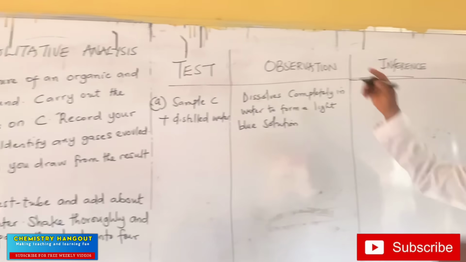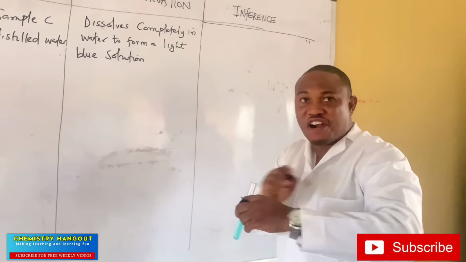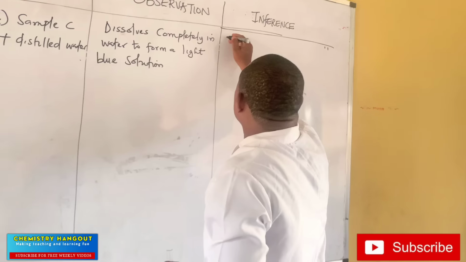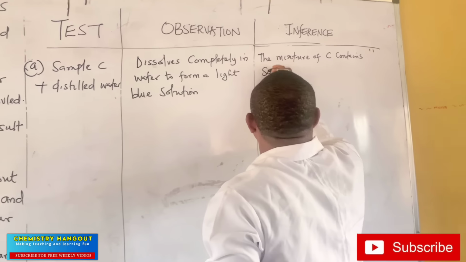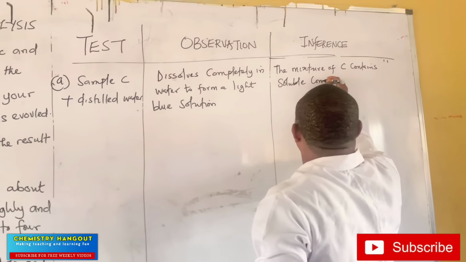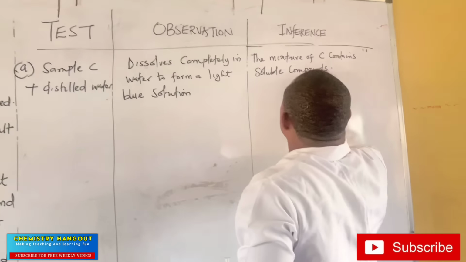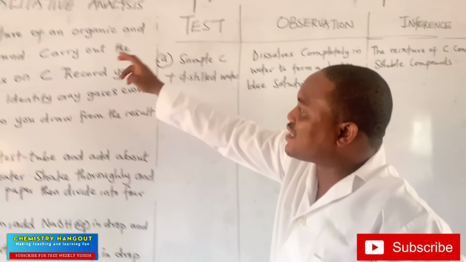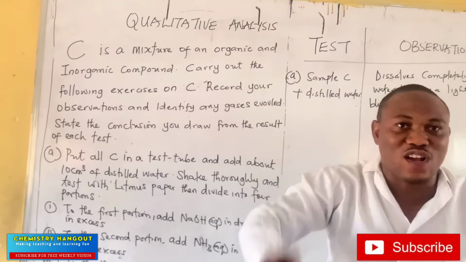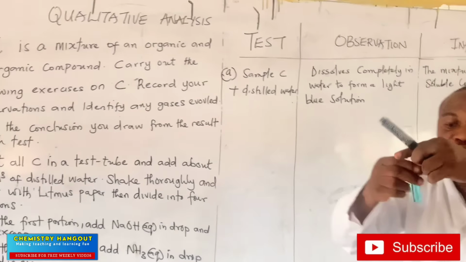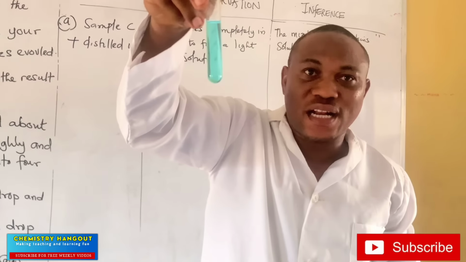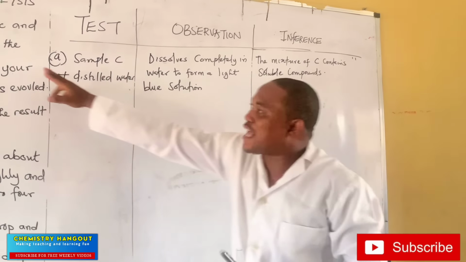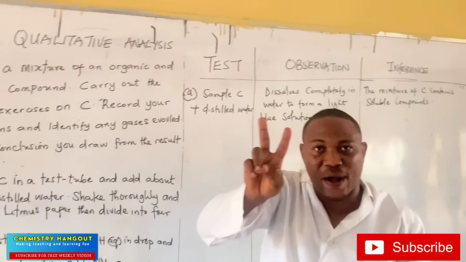So what is my inference here? Since everything dissolves, no residue. No residue. That's why they are not telling us to filter. Because everything dissolves. So I can say soluble compounds. Did you see that now? So the mixture of C contains soluble compounds. They've told us that one is inorganic, one is organic. The two of them are compounds, right? So for it to now dissolve completely in water, it means that the mixture of C contains soluble compounds. Because the sample C, like we have said, has two compounds in it.